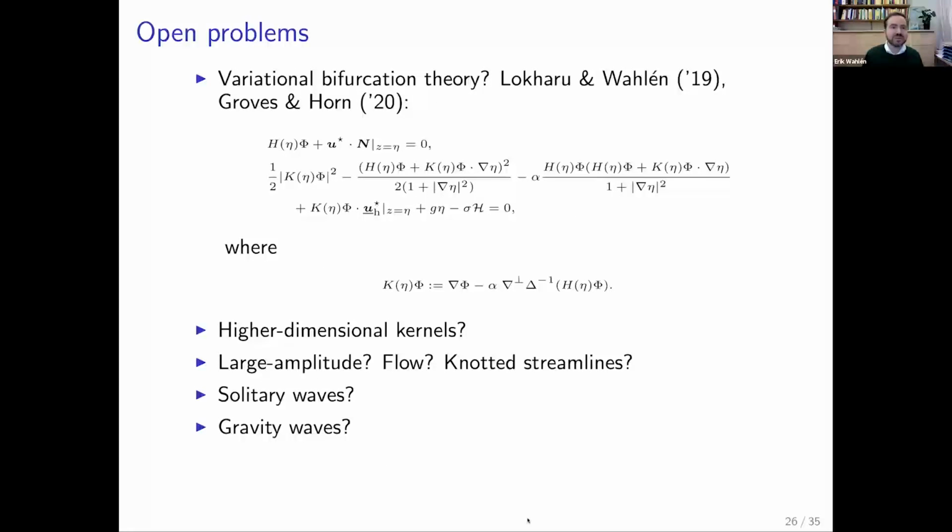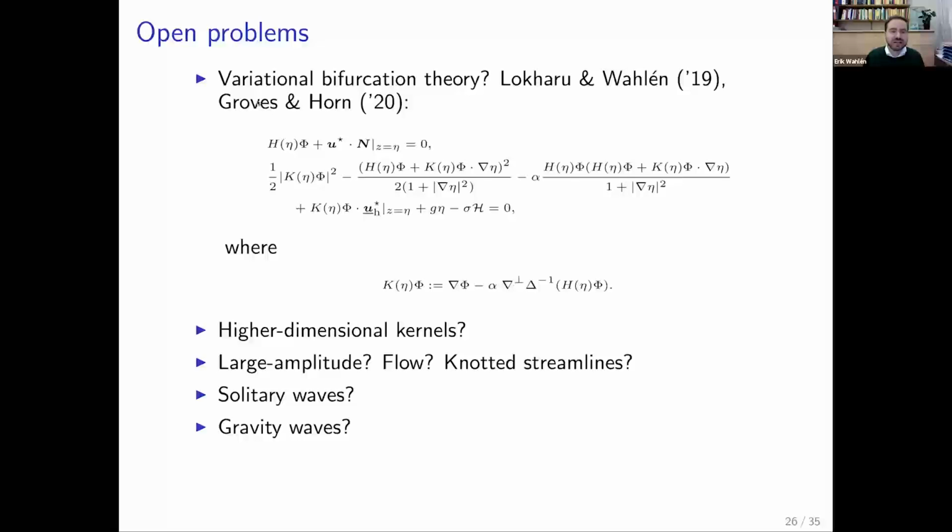Let me tell you something about open problems. Well, one thing which I think one should look into, and we're planning to do, is a variational bifurcation theory, much like Craig and Nicholls. So in fact, there are two different variational formulations of this problem, one by myself and Lucaro, and an alternative one by Groves and Horn. And so I wanted to say something about their formulation because it's related to the work done by Walter Craig.